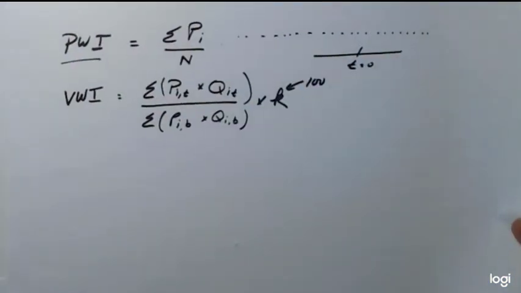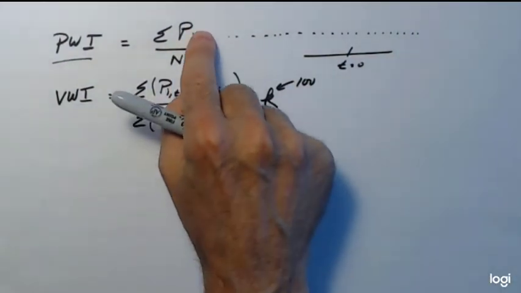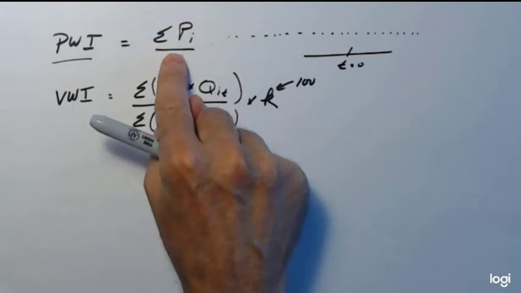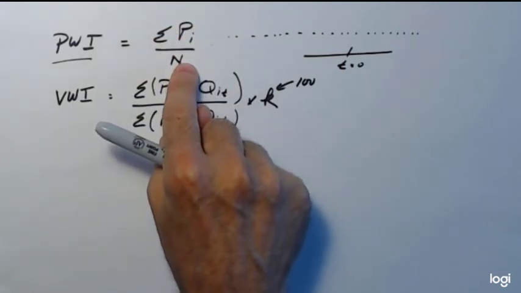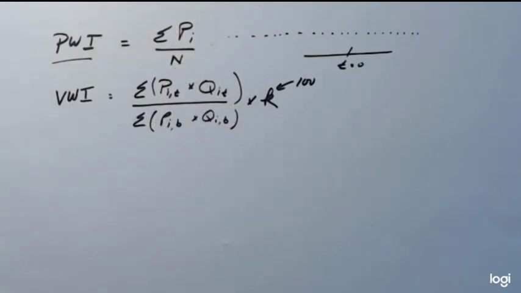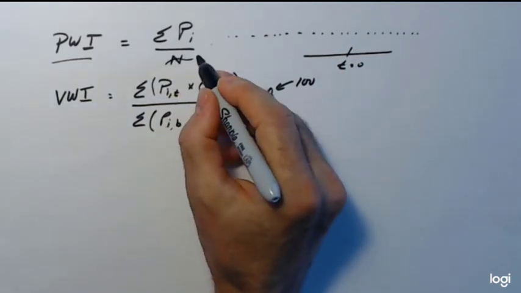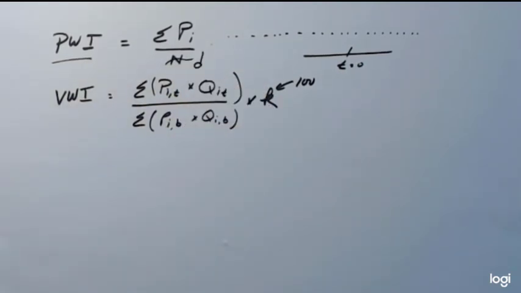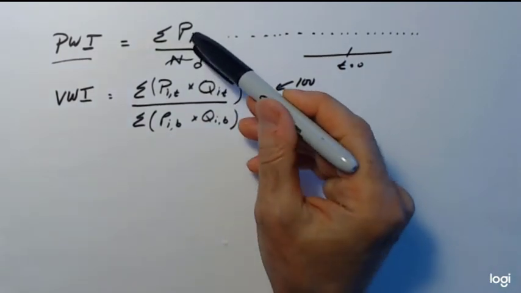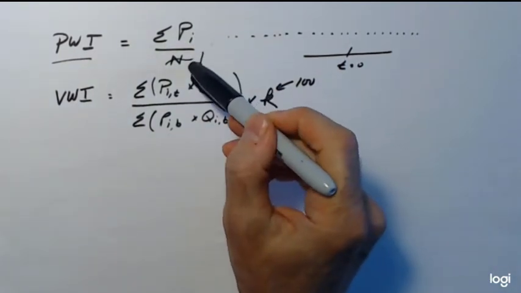I mentioned a little while ago, back on this slide, that this is a price-weighted index. You add up the prices, divide by N. But when I'm writing this, I really want to put a D in there, and that's usually the way it's specified in most textbooks. Because when you first start out a price-weighted index, you'll divide by N.